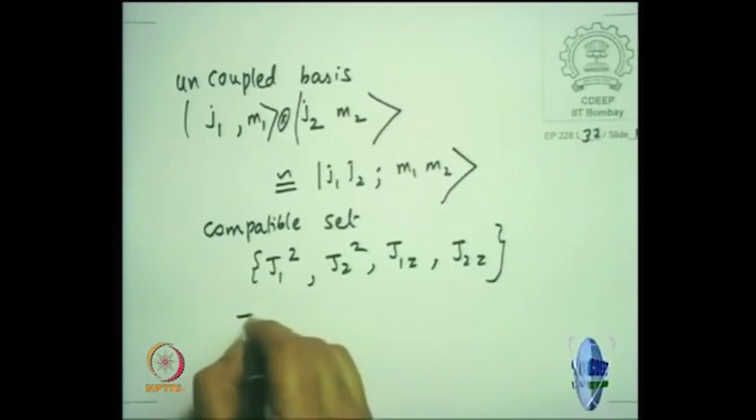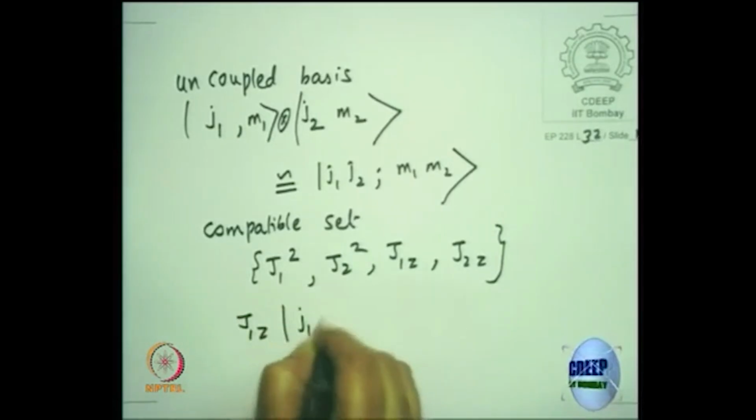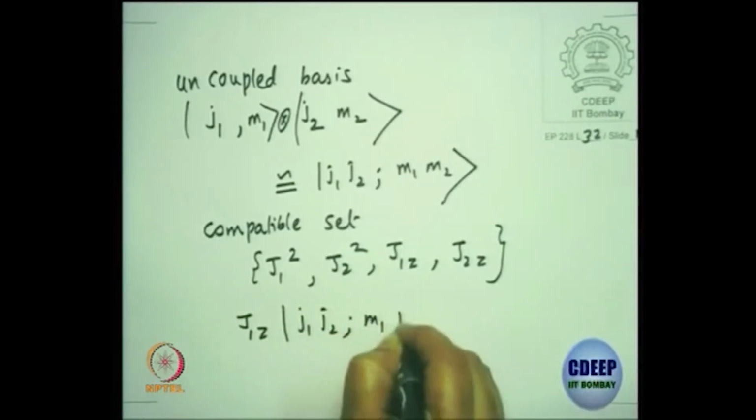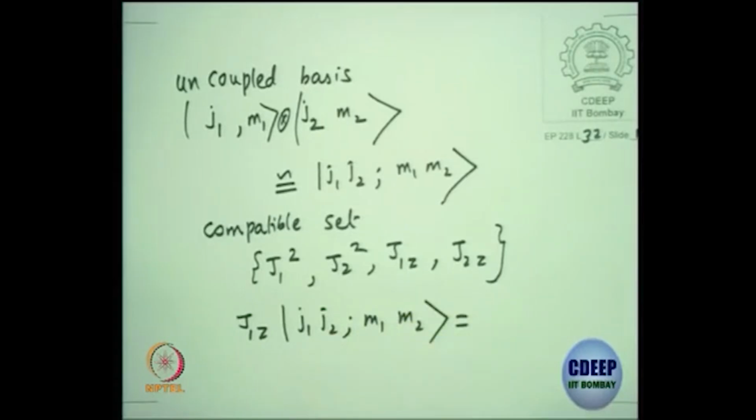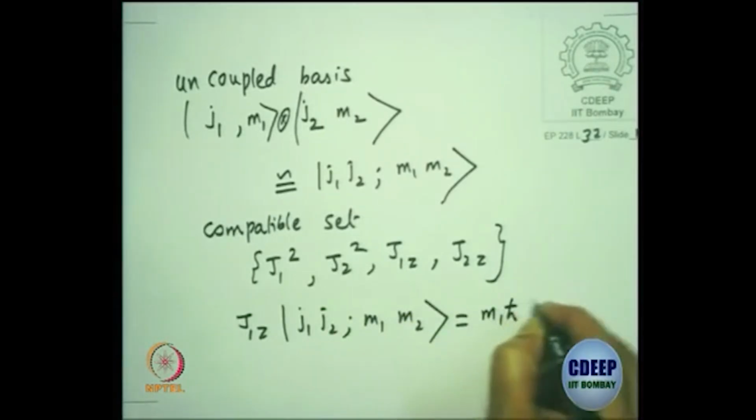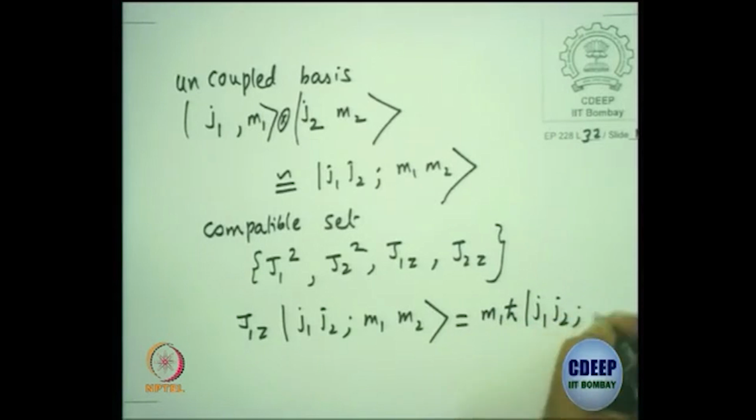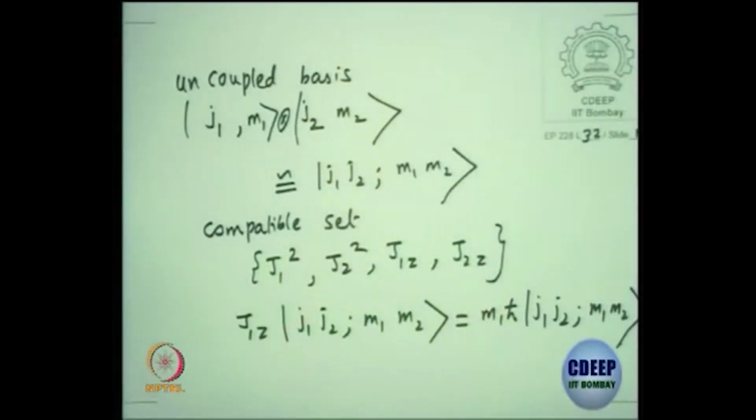If you take J1Z and operate it on J1, J2, M1, M2, that gives M1 h-cross times J1, J2, M1, M2. Similarly for J2Z. Is that clear? And J1 squared will give you J1 into J1 plus 1 h-cross squared, and similarly for J2. So it is a simultaneous eigenstate of this compatible set. Okay, so this was the uncoupled basis.